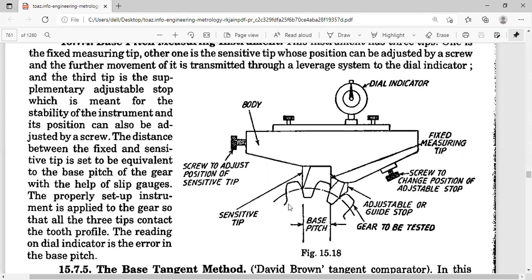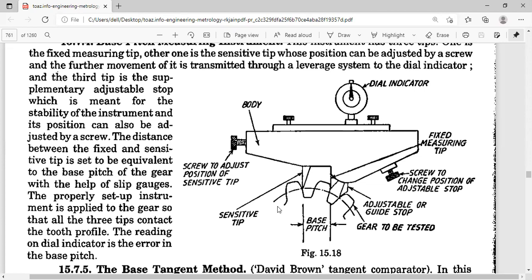So you try to offer all the tips, or in other words, the properly set up instrument, you have to apply to the gear you want to test for the base pitch. There are three tips: the first is the sensitive tip, the second is the fixed measuring tip, and the third is the adjustable guide stop. All three tips will contact the tooth profile.